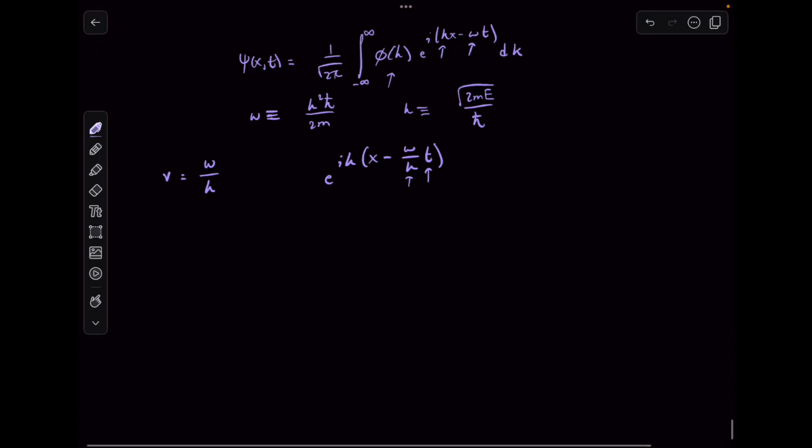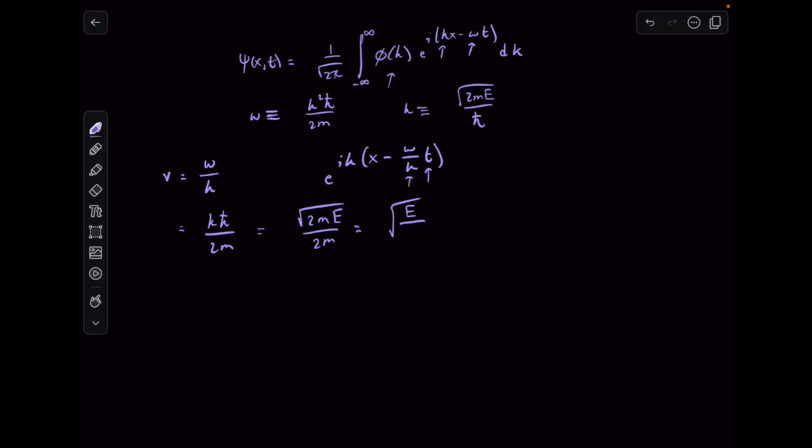And now let's look at this value a little more closely. So we can plug in what we mean by omega, which is k squared h bar over 2m. And the k is going to cancel. So we just get k h bar over 2m. And then plugging in our value for k, the h bars are going to cancel here, and we get the square root of 2m times the energy, over 2m, which is just the square root of the energy over 2m.